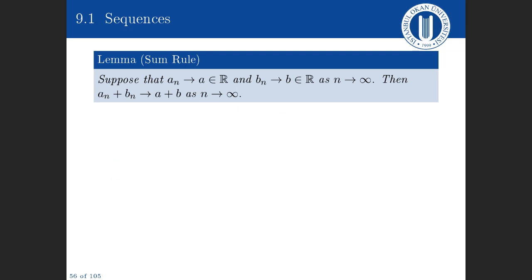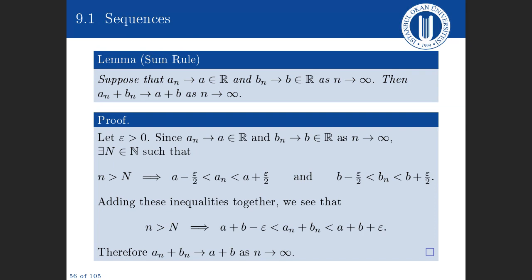First, the sum rule. Suppose that an converges to A and bn converges to B. Then an plus bn converges to A plus B. Let's go through the proof of this very quickly. First sentence, of course it is, let epsilon be greater than 0.